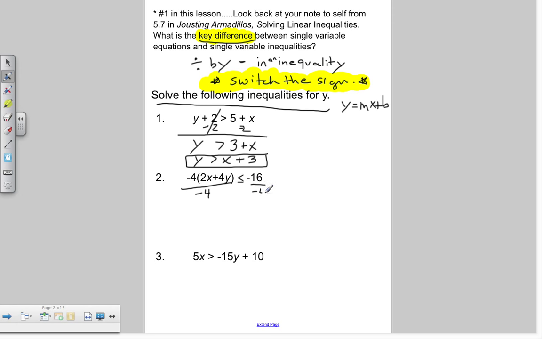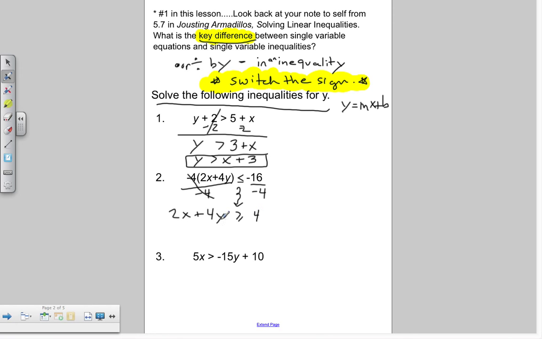But have I done something to both sides? Have I divided or multiplied? I forgot to mention that fact. Divided or multiplied by a negative? I did. I'm dividing by negative, so I have to remember to switch the sign. Okay, now this cancels, and I get 2x plus 4y. And over here I get a positive 4.